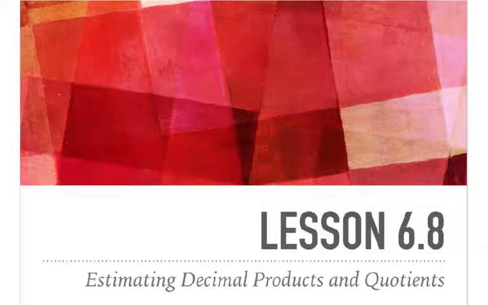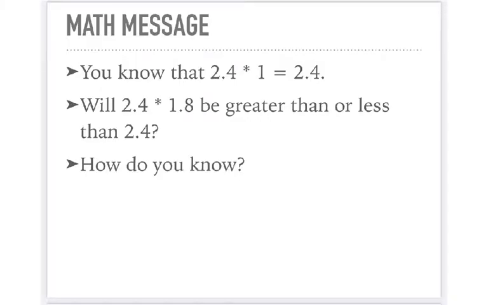Hi, this is lesson 6.8, Estimating Decimal Products and Quotients. For the math message, you know that 2 and 4/10 times 1 equals 2 and 4/10, right? So, will 2 and 4/10 times 1.8, 1 and 8/10, be greater than or less than 2 and 4/10? How do you know? Jot that in your notebook. When you're ready, come on back.